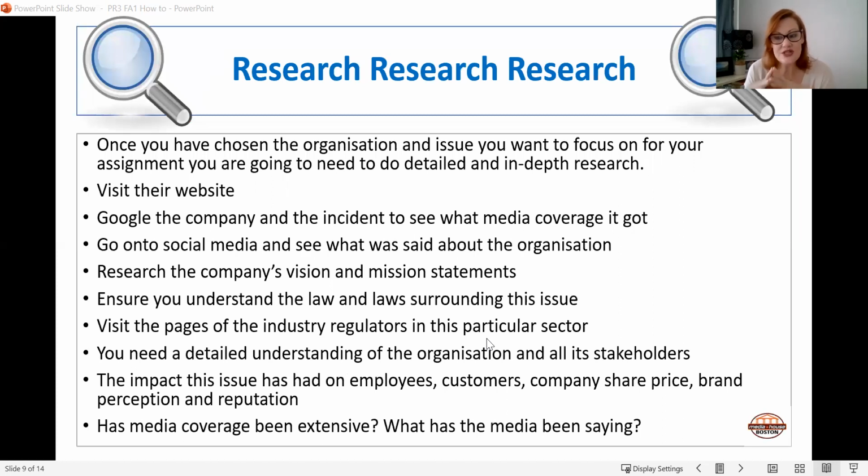So once you've chosen the organization and the issue that you want to focus on, you're going to have to do detailed research. Google the company and the incident to see how much coverage it got. If it was on the front page of every single newspaper in South Africa, then you have a huge campaign ahead of you. Whereas if it was only in 1 or 2 regional publications, then it's going to be a lot easier to fix and a lot easier to put things in place without having to reach national media and go wide with the message.